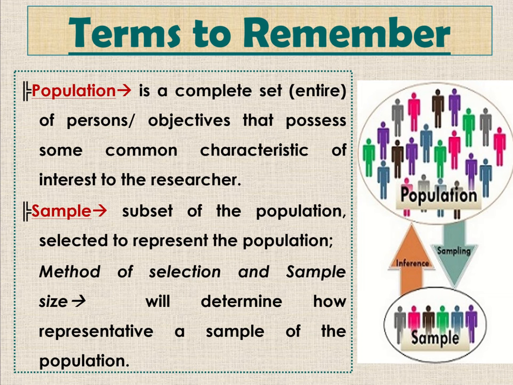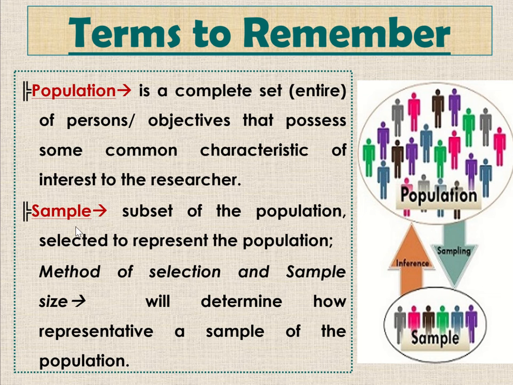So let's define several terms before we continue. So first we have population. It is a complete set of persons or objects that possess some common characteristic of interest to the researcher. In other words, it is the entire group of people wherein the researcher wishes to generalize the findings of the study. So it's like the totality or the whole, si population. Our example here, nursing students in Malolos City, or another example, all barangays in Hagonoy, Bulacan.